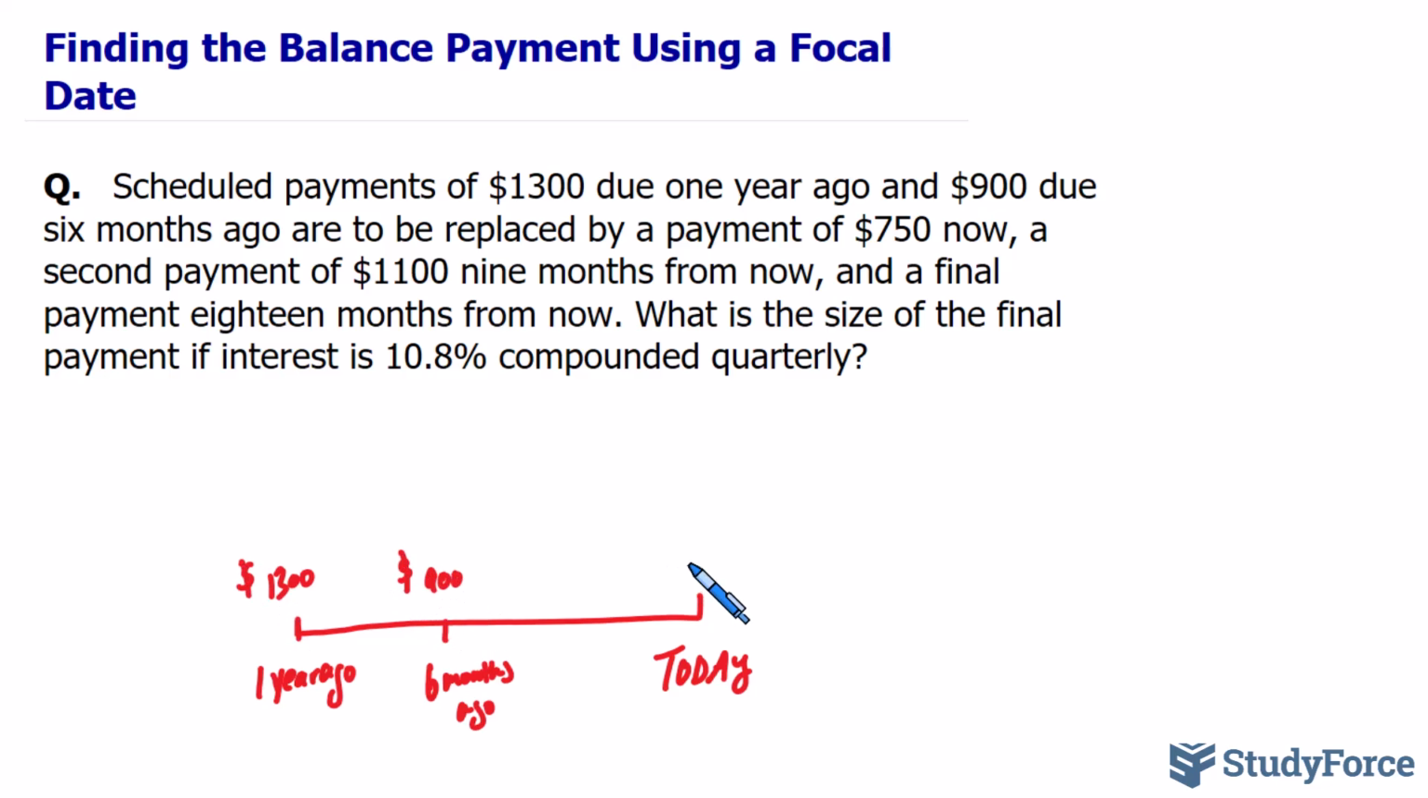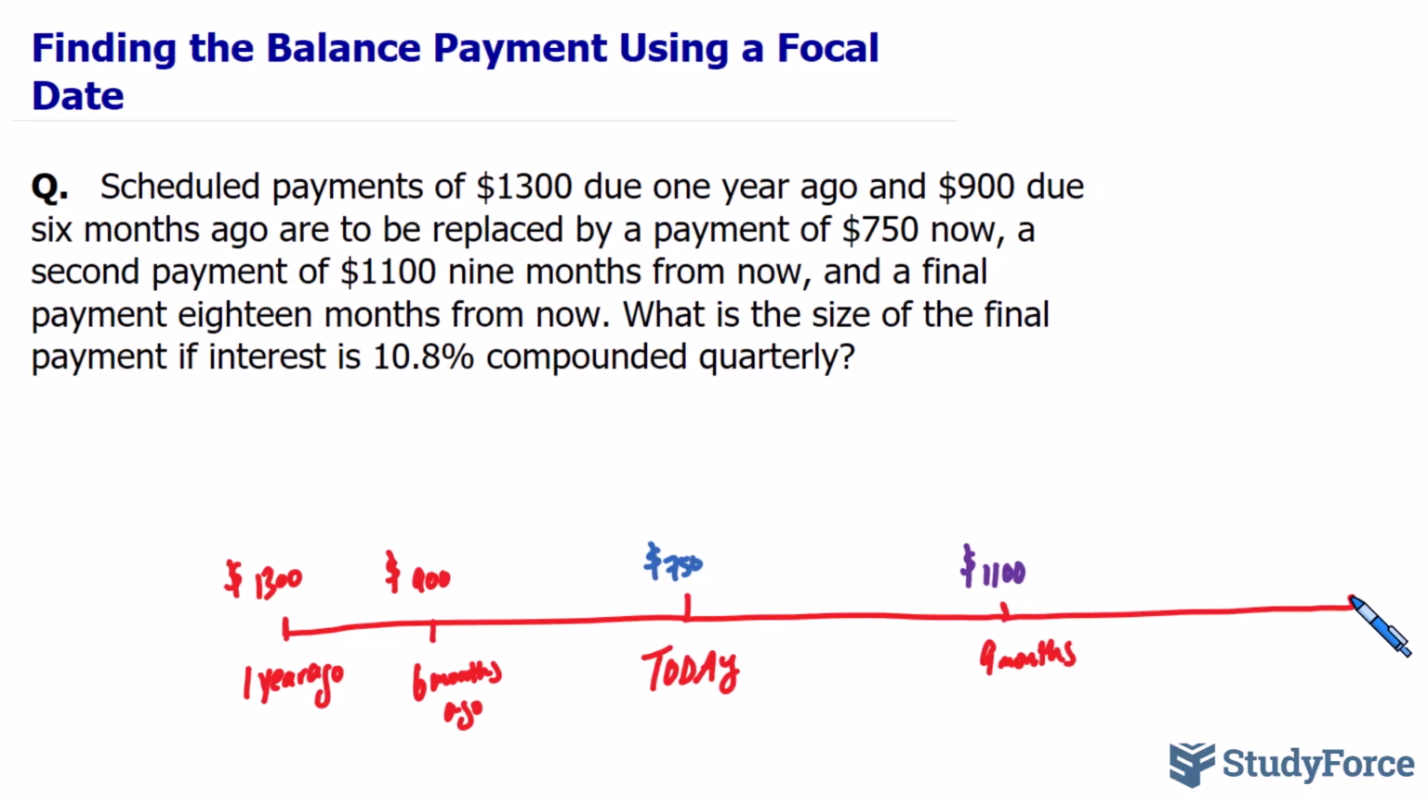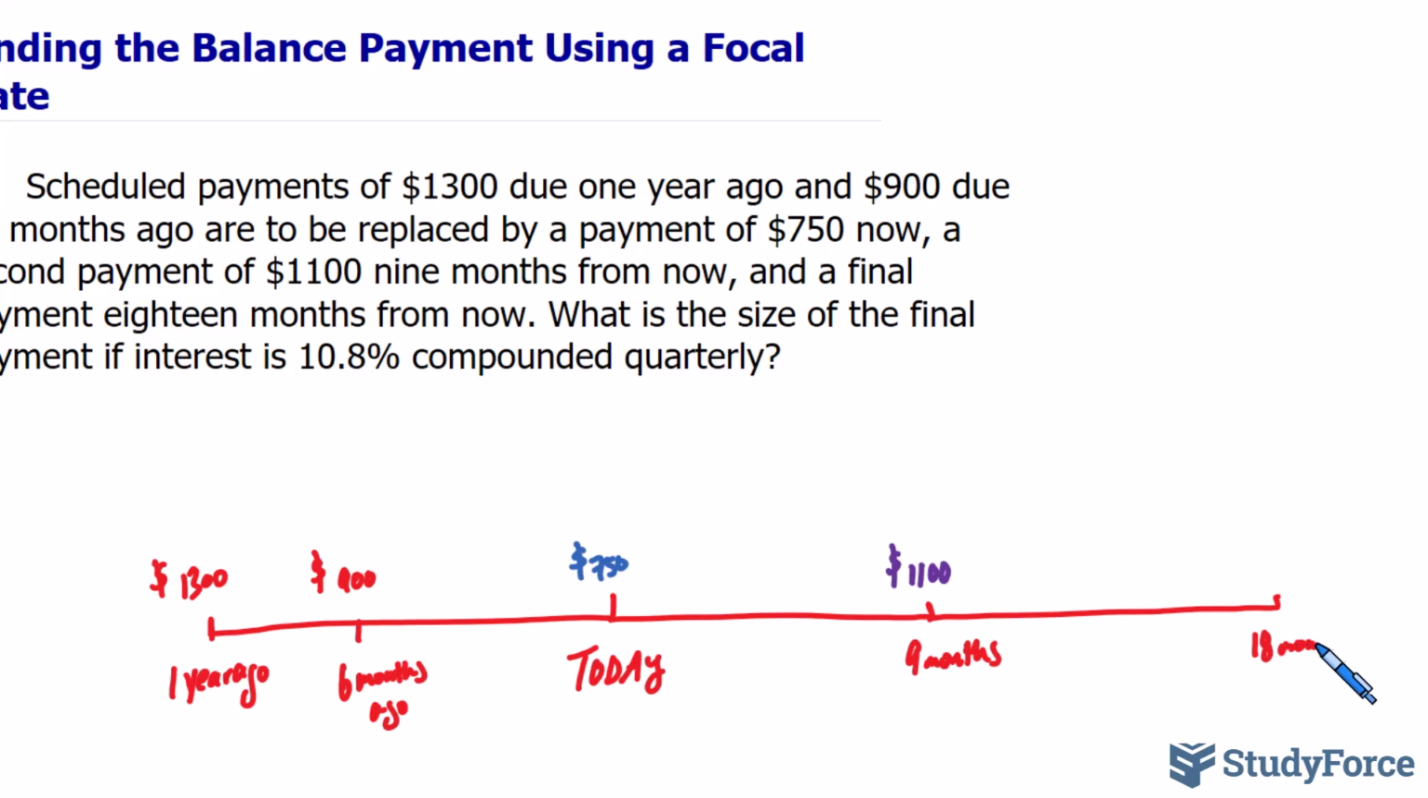Furthermore, you're expected to make a $750 payment today, another one 9 months from today, worth $1,100, and finally, one more payment 18 months from now. So somewhere here. And we don't know how much that value is.